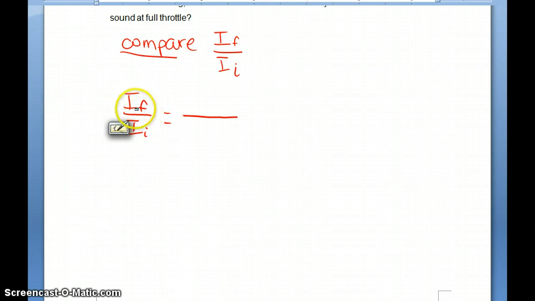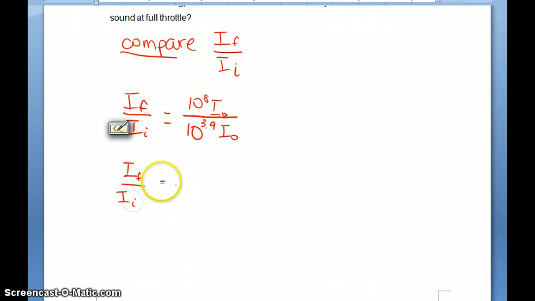So what was IF equal to? If you guys remember there, IF, your intensity at full throttle, was equal to 10 to the power of 8 times I naught. And your intensity in idle is equal to 10 to the power of 3.9 times I naught. And then from here we just solve. So we have IF divided by II. That is equal to, so from here we just simplify.